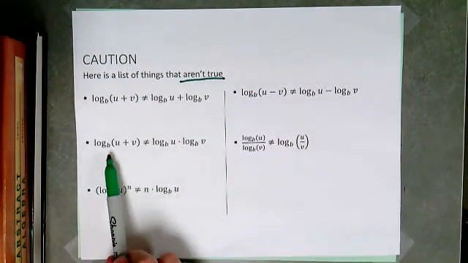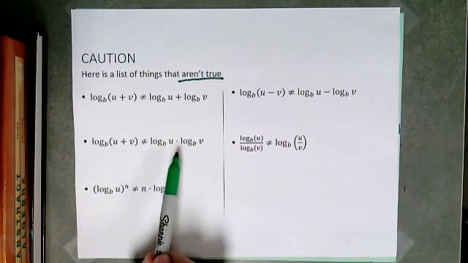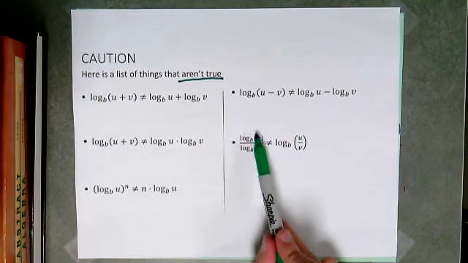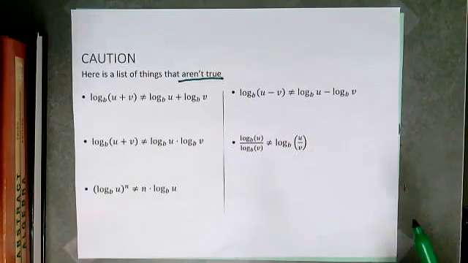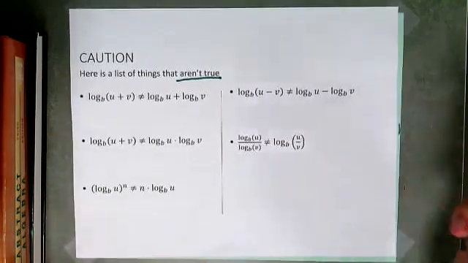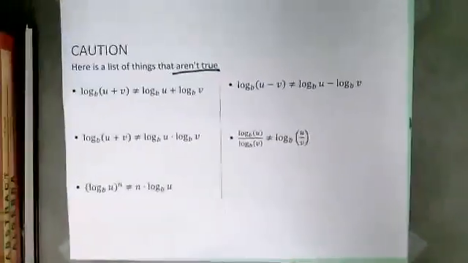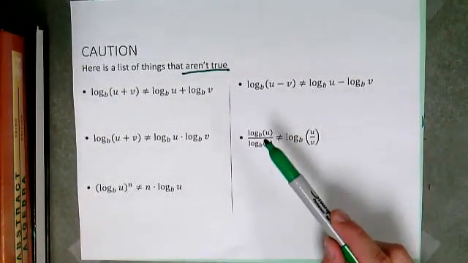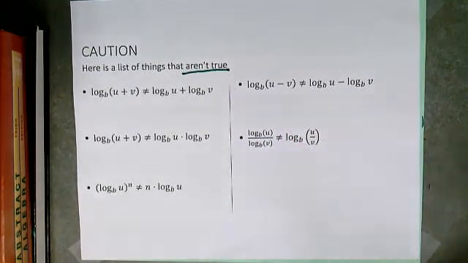Another one, you can't take log base b of u plus v and turn it into multiplication. That's not how the property works either. Similar with division, you can't have division of logs and have log of the division of what you are taking logs of, right? Hopefully you can see that. So you can't have log base b of u over log base b of v equal to log base b of u over v, right? That doesn't happen.